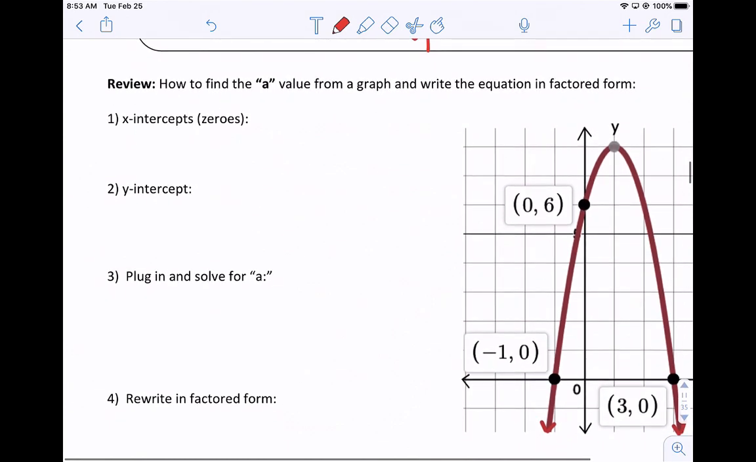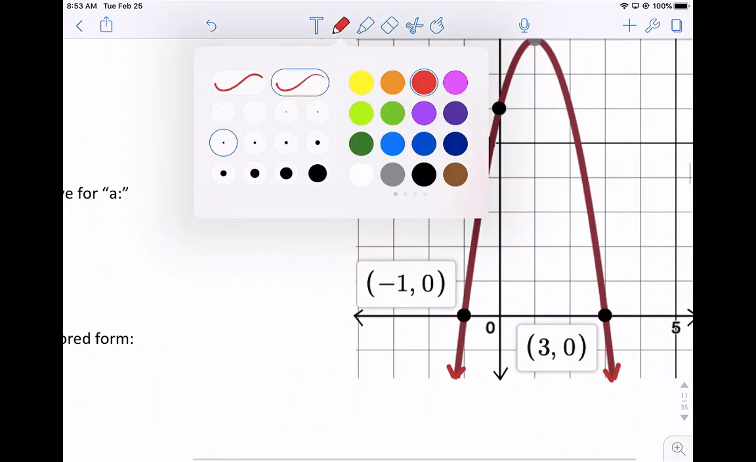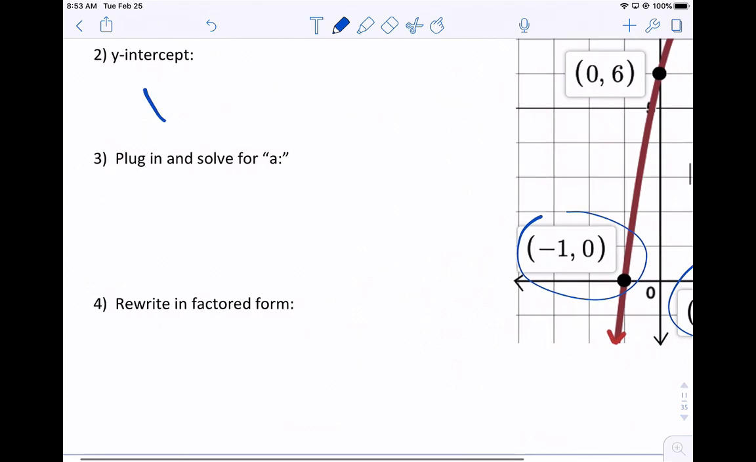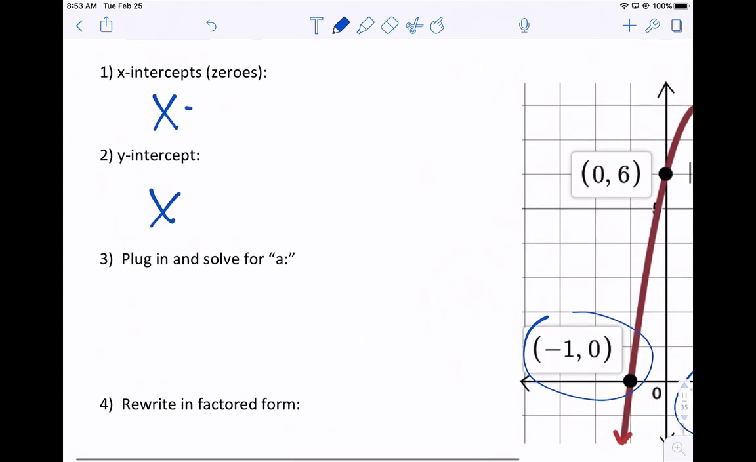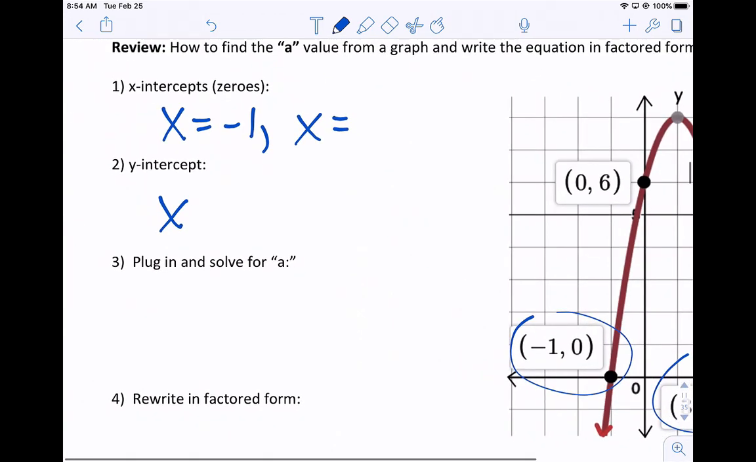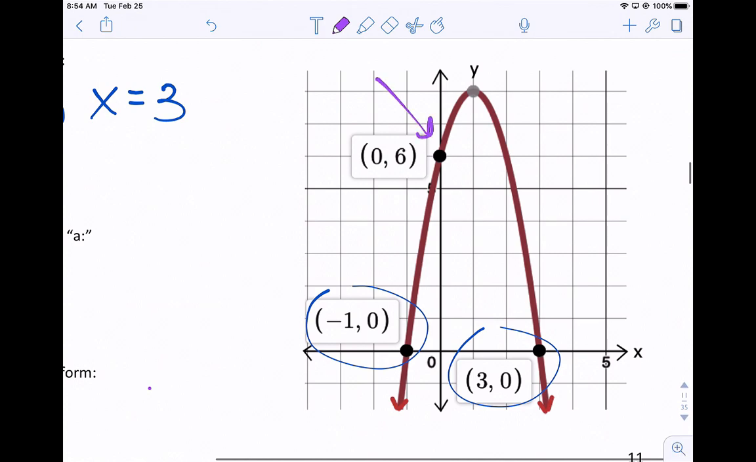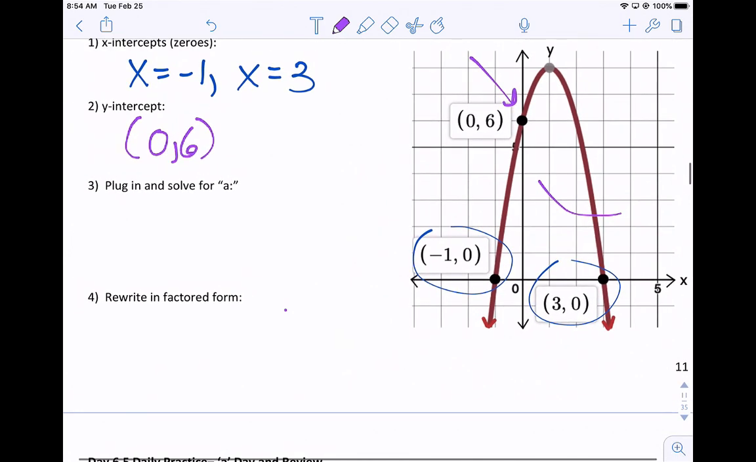So again, review: how do we find the a graph from an equation? The first step is we'll find the x-intercepts, which in other words are the zeros. So here are the x-intercepts, the zeros. And so we could say x equals -1 and x equals 3. We find another point on the graph, and the easiest one to use is the y-intercept, which would be (0, 6). So here's the y-intercept right here where it crosses the y-axis. We're going to plug in and solve for a.